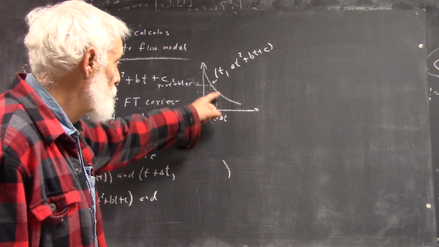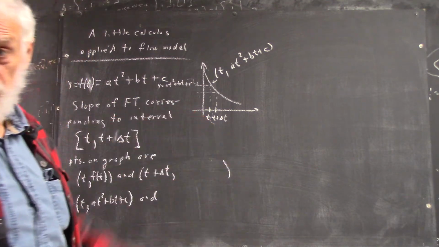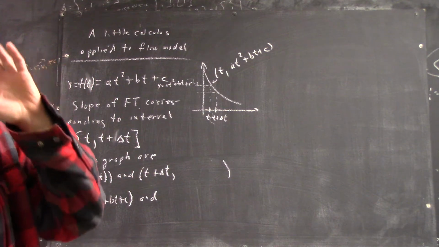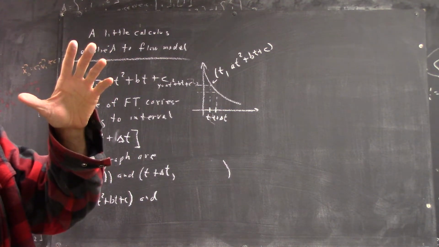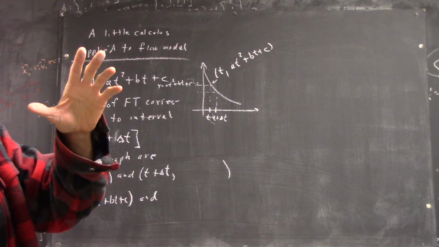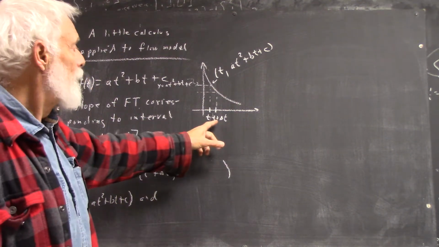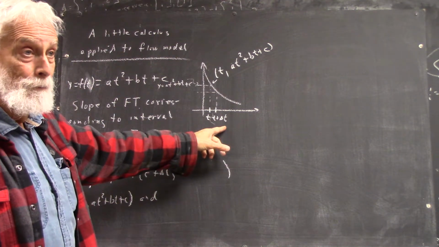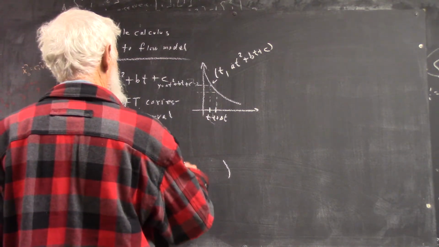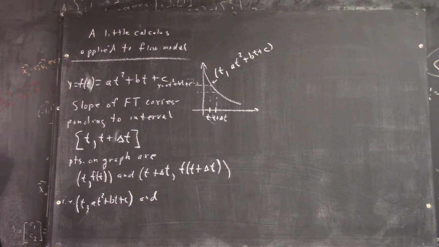Anybody want to speculate on what the symbolic expression for the y coordinate would be at t plus delta t? T plus delta t, comma, at squared plus bt plus c. No, because the t coordinate is now t plus delta t, right? And the reason I wrote this down, this has to be the point f of t plus delta t, right?